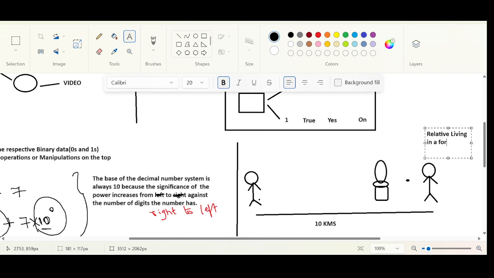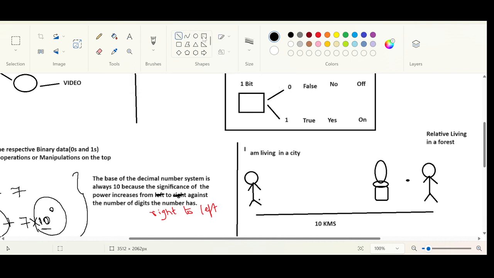Living in a forest. I am living in a city. This is me. I am living in a city. So my relative, he doesn't have access to any electronic device because the discovery was not up to the mark. So what do we have access to? We have access to a bulb and an electronic switch.